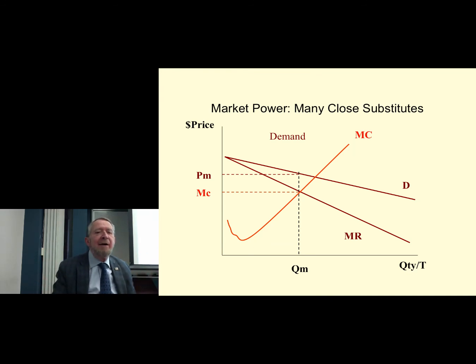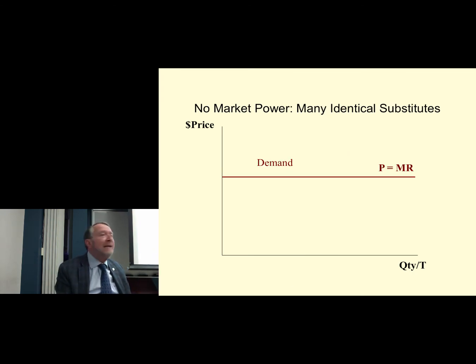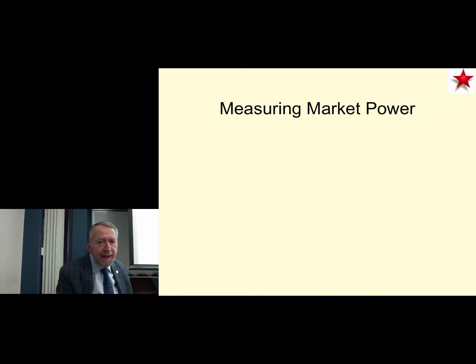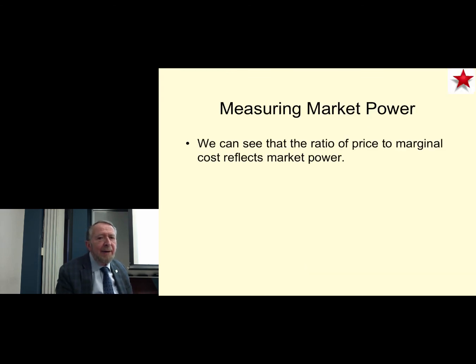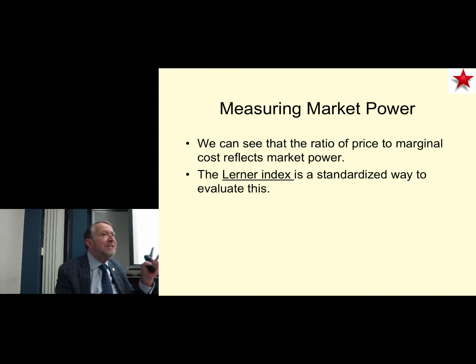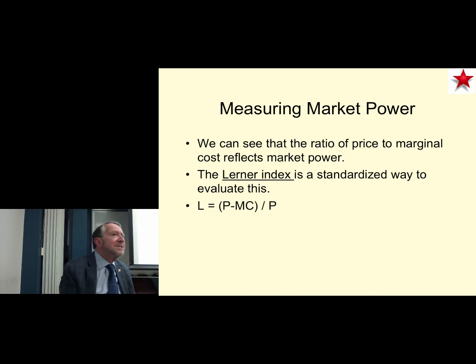Good. So here, the ratio is very small. The price above marginal cost is very small. Finally, for the farmer, price is the same as marginal cost. So the firm has no market power whatsoever. So measuring the market power, we look at the ratio of the price to marginal cost of production. You're looking at how big is that ratio that we just looked at? And the Lerner index is a standard way of estimating that relationship. The Lerner index is calculated by taking price minus marginal cost and divided by price.